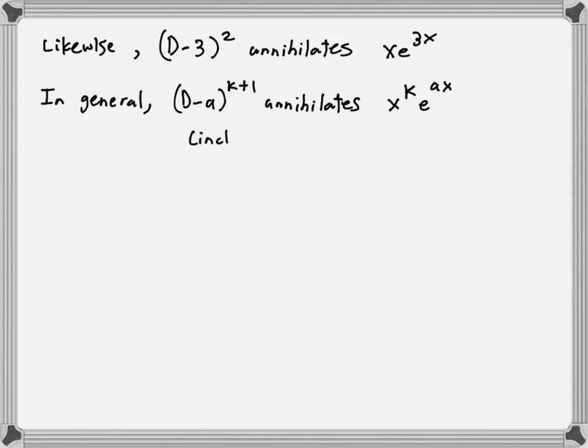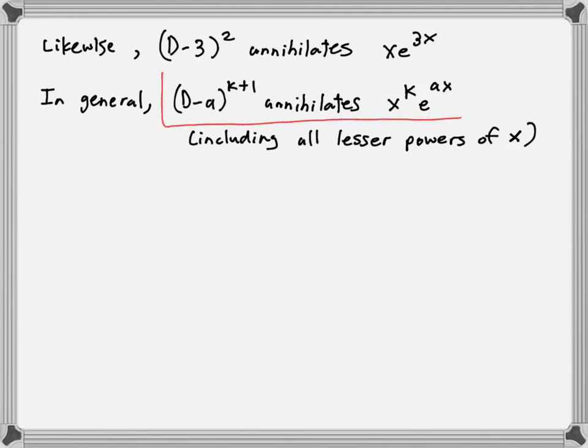including all lesser powers. Okay, so this is an important fact. I'm going to box this in red because this is something that we're going to be referring to quite a bit. So (D minus a) to the k plus 1 annihilates x to the k e to the ax.